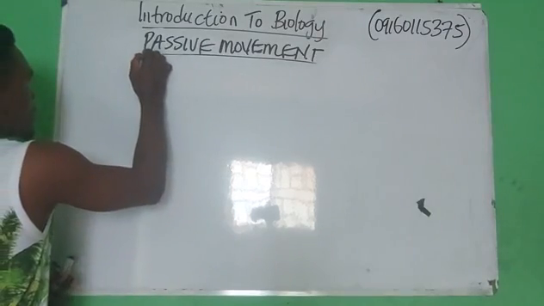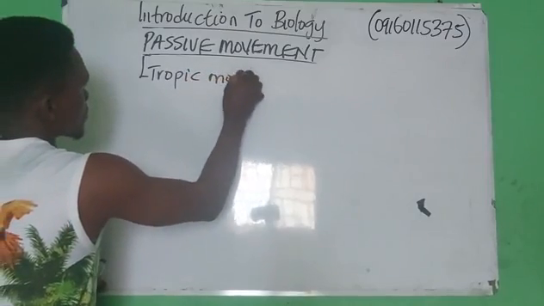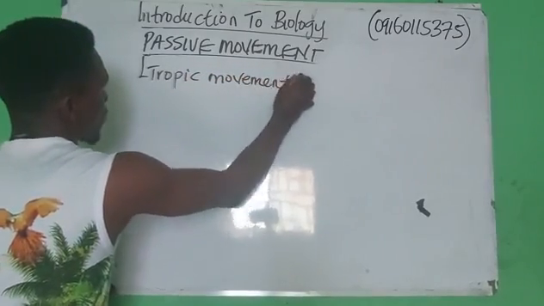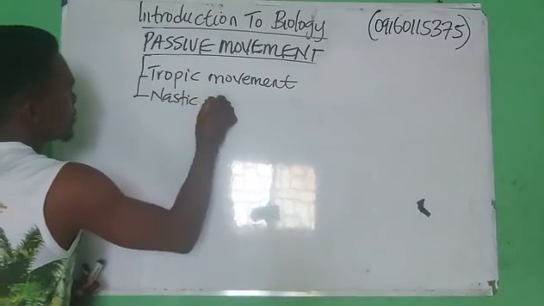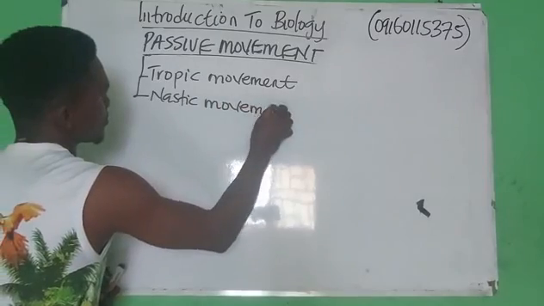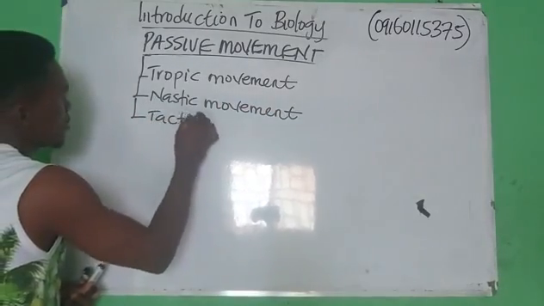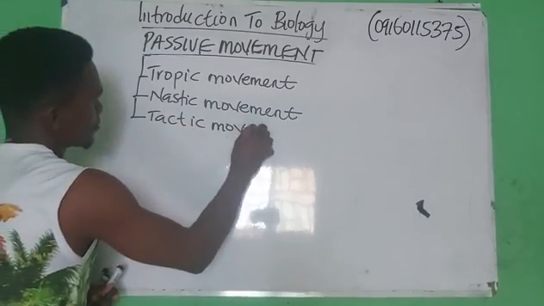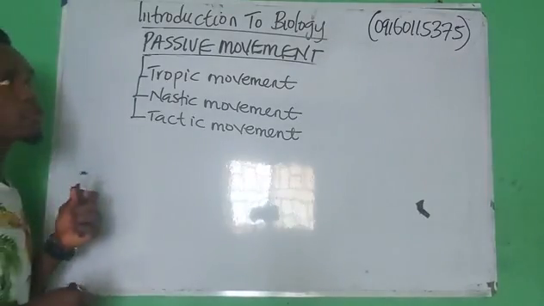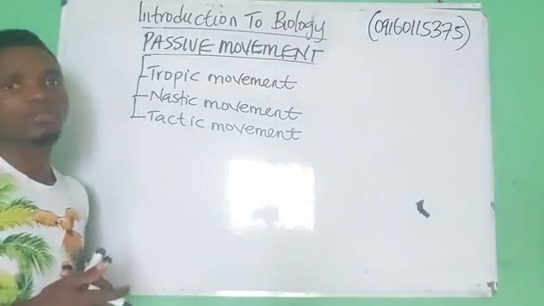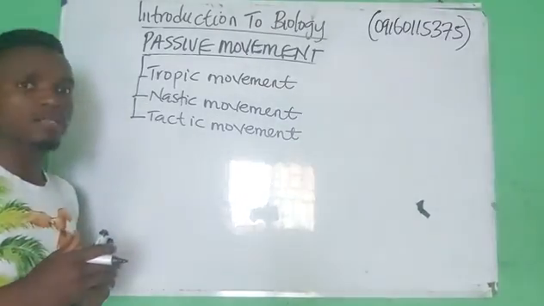Now, we have three types. I said we have the tropic movement, the nastic movement, and the tactic movement. These are the three types of movements. Please, JAMB does not joke with this topic. They don't at all. So as you are watching, endeavor to pay proper attention.